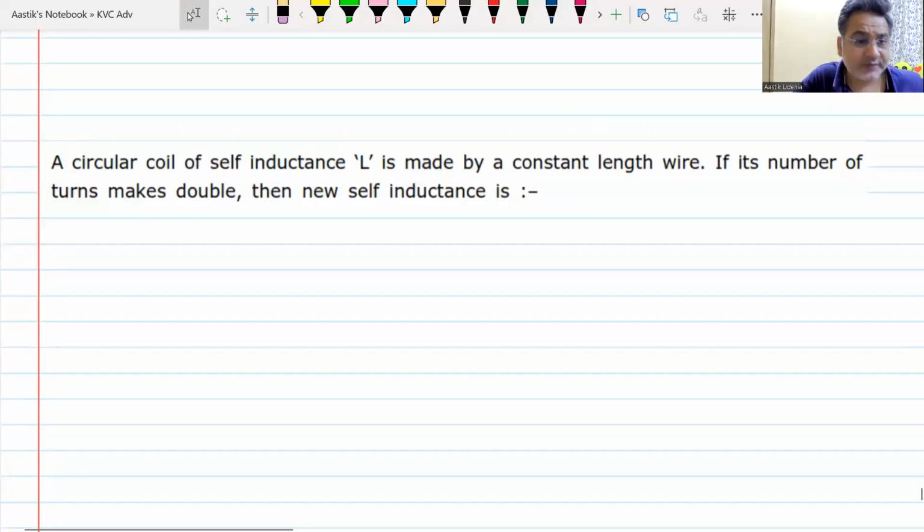A circular coil of self-inductance L is made by a constant wire length. If its number of turns is doubled, what is the new self-inductance? I'll give you 2 minutes to give me the answer. The length of the wire is constant.